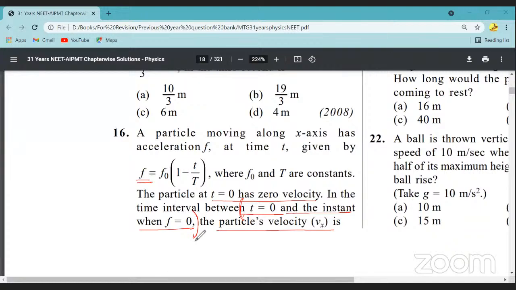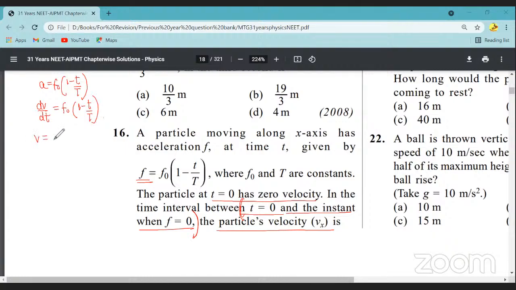Average velocity you found? Sure? Okay, let's solve. Here acceleration is given. Acceleration is f naught into 1 minus t by T, small t by capital T. Acceleration can be written as dv by dt. So dv by dt is f naught into 1 minus small t by capital T. From here we can find out velocity.